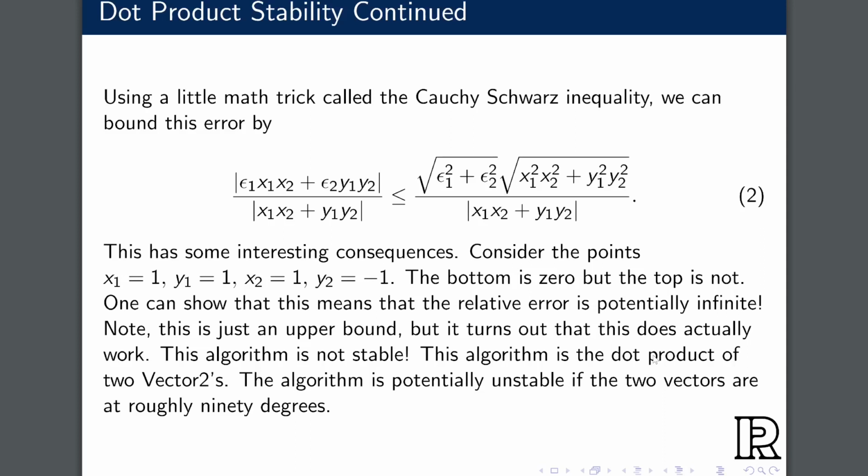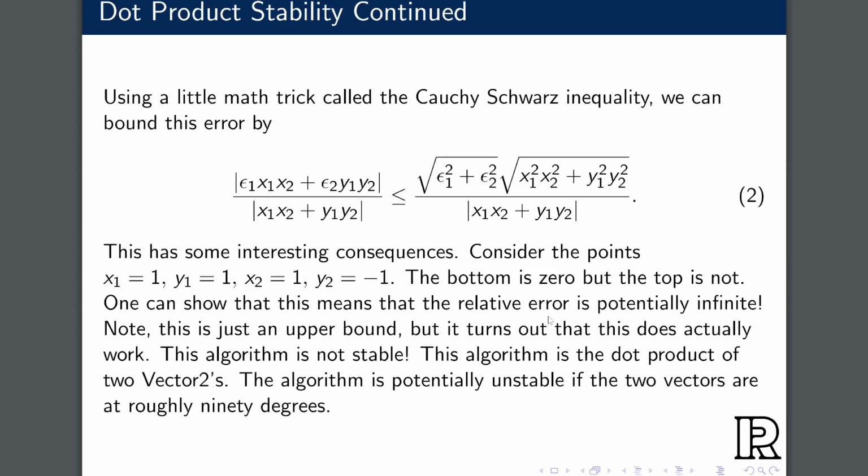Basically because of this division by 0. If you look at the function 1 over x, as x gets very small, the number blows up to infinity. And it's possible to basically get a 1 over x type behavior where the error blows up to infinity. And so the relative error can get huge.